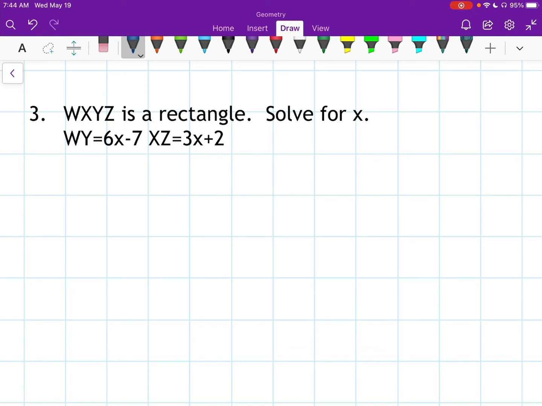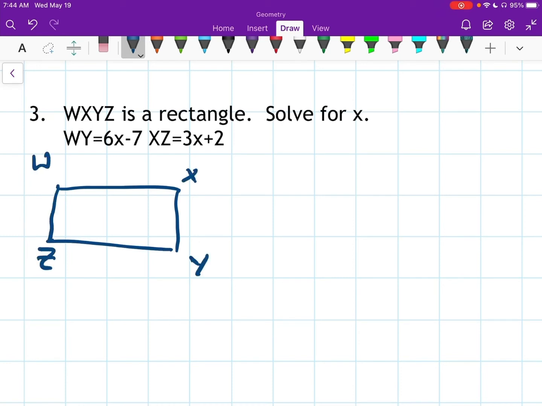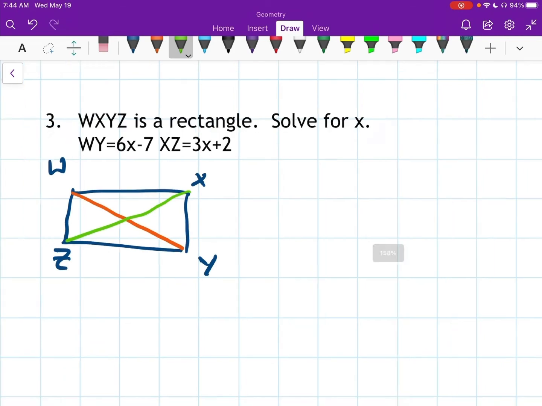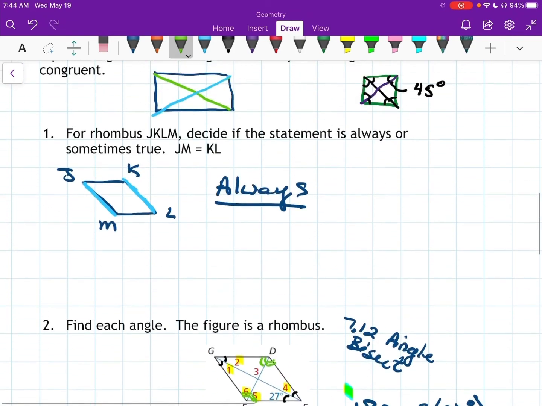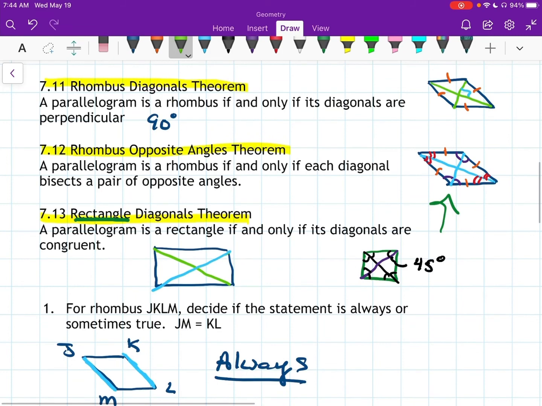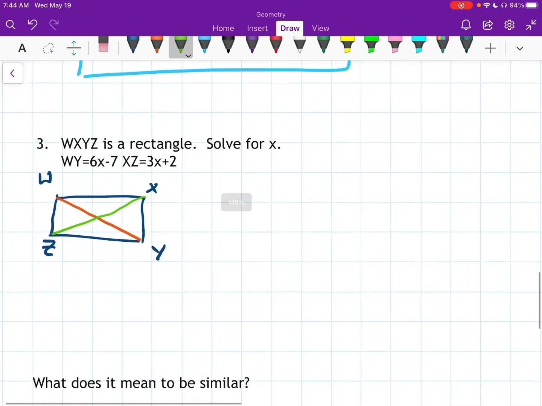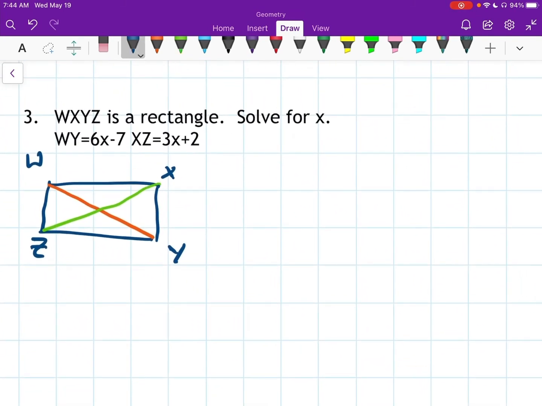WXYZ is a rectangle. Solve for x. Well, let's draw a picture and see what this is talking about. WXYZ. WY is this, it's a diagonal. And then XZ is a diagonal. Now I believe that we know that diagonals in a rectangle are equal. Let's see which theorem that is. That's 7.13, the rectangle diagonals theorem, right? The diagonals are congruent. So right here, I know the diagonals are congruent, so their measurements are going to be equal. So I can say 6x minus 7 equals 3x plus 2.